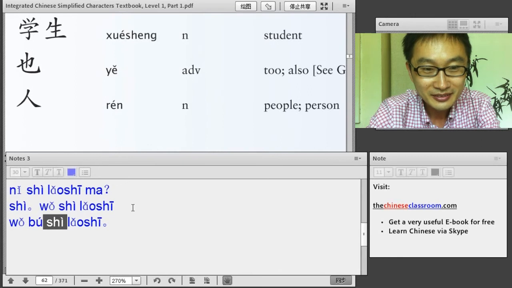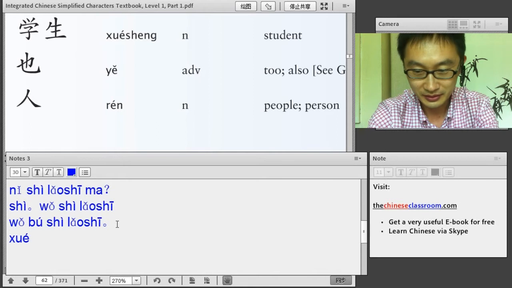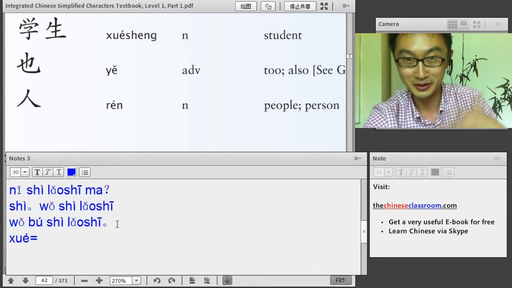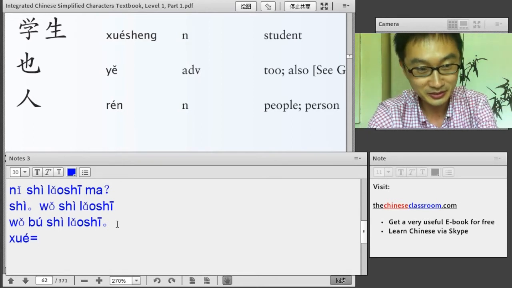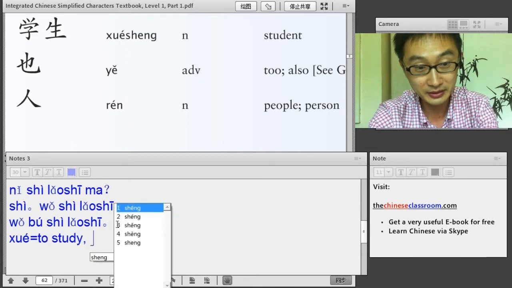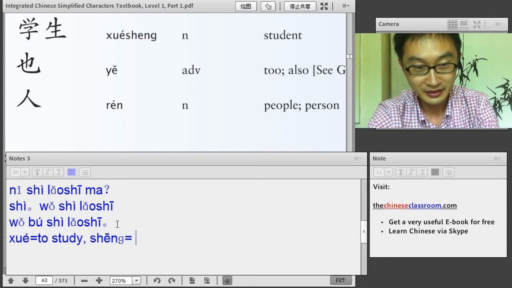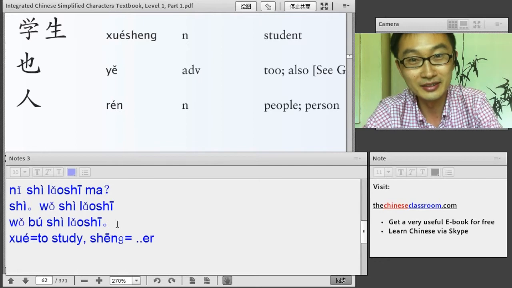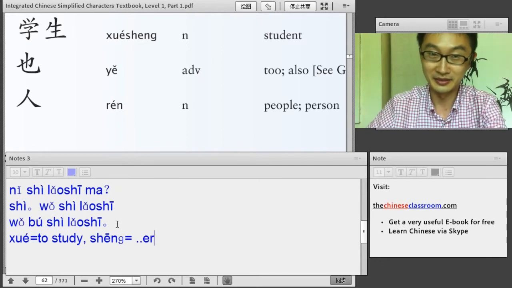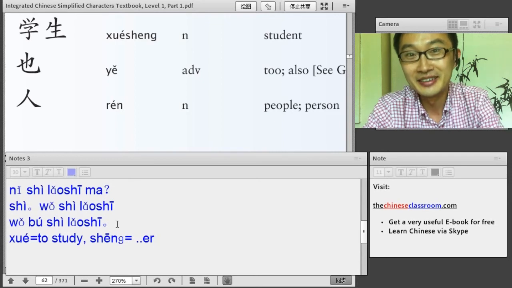Next one. 学生, it's students. Literally, I like to explain word by word. 学 is to study. And 生 means a kind of person. It's like English -er, like a writer, -er is a kind of person with a certain job. And 学生, you are a learner.